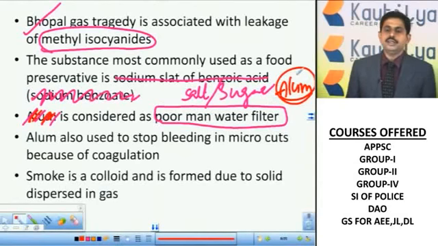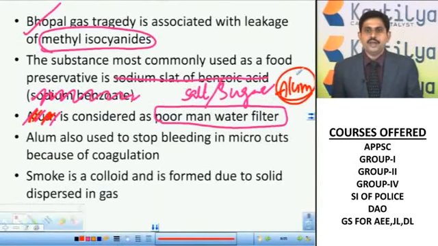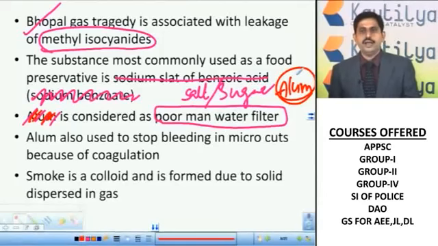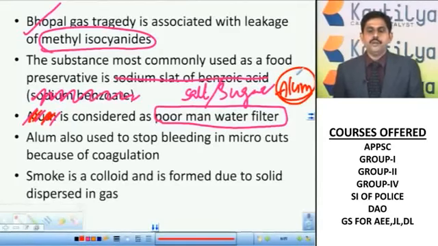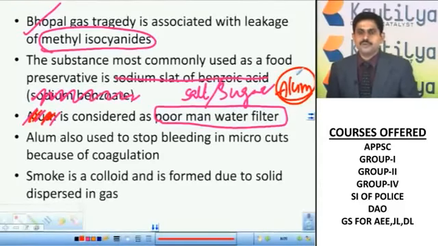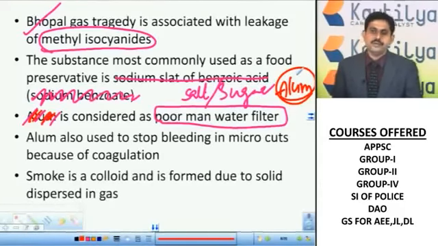Why? Because when you apply alum and rotate it for a minute in water, what will happen? The larger particles, which cannot be visible to our naked eye, can be deposited at the bottom, right? So particles which are present in water but not directly visible to the naked eye can be separated by using alum. That's why it is called a poor man's filter paper.